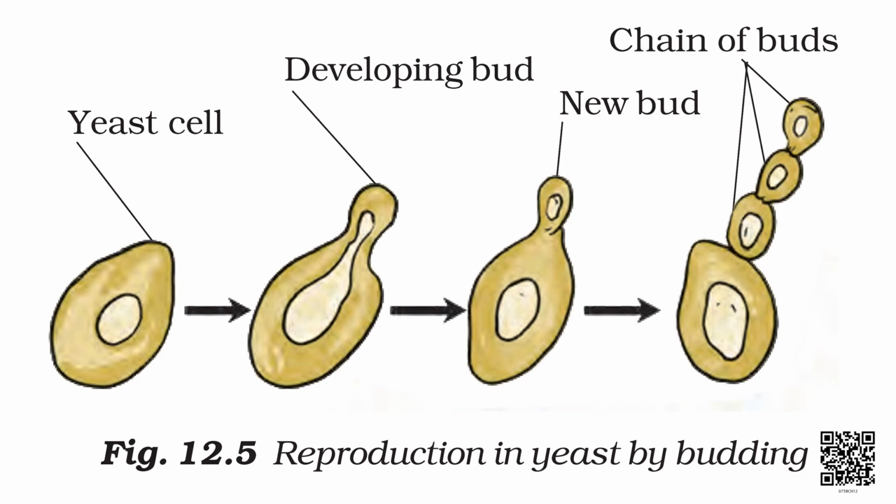So, this bud gradually grows and gets detached from the parent cell and forms a new yeast cell. The new yeast cell grows, matures and produces more yeast cells. Sometimes another bud arises from the bud, forming a chain of buds. If this process continues, a large number of yeast cells are produced in a short time. Now, I am sure you might be able to understand budding.